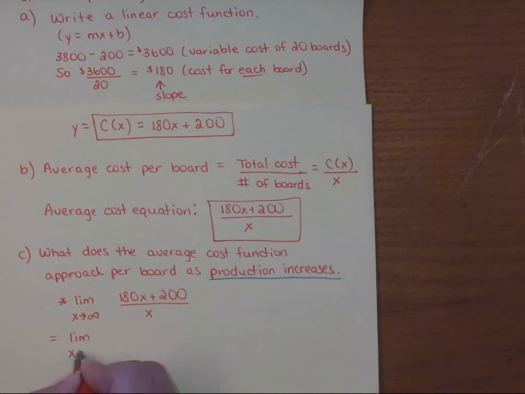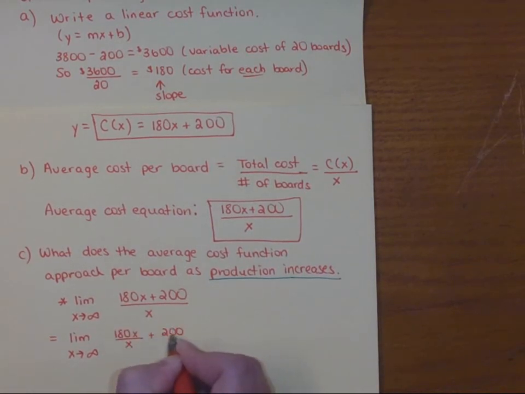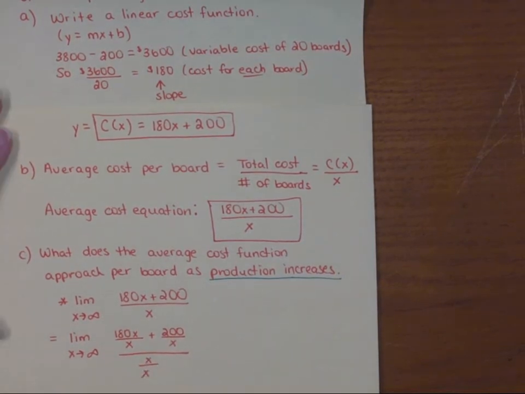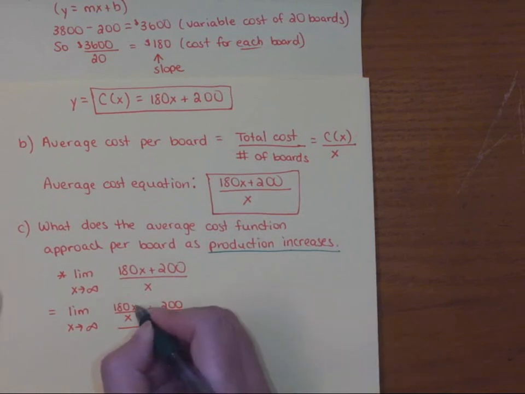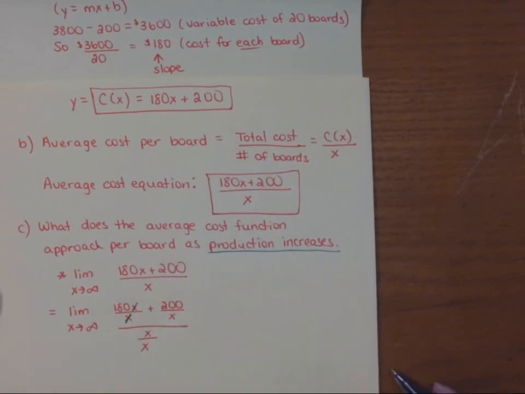now we just use our strategy. So we put everything over the largest power of x, right? So I'm going to have 180x over x, 200 over x, and on the bottom I'll have x over x. So the first thing we do is put each of these three over the highest power that we have in the denominator. And then we simplify. So the x's go away there. The x's go away here, leaving a 1.